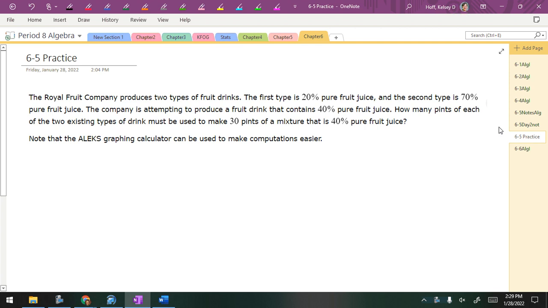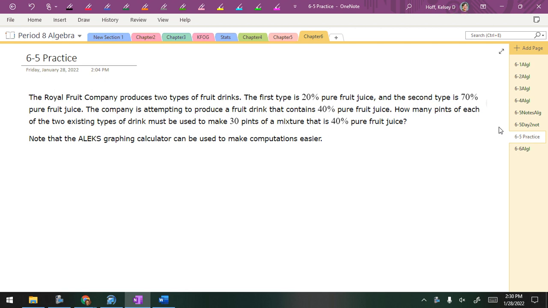A fruit company produces two types of fruit drinks. The first type is 20% pure fruit juice. The second type is 70% pure fruit juice. The company is attempting to produce a fruit drink that contains 40% pure fruit juice. How many pints of each of the two existing types of drinks must be used to make 30 pints of a mixture that's 40% pure fruit juice?